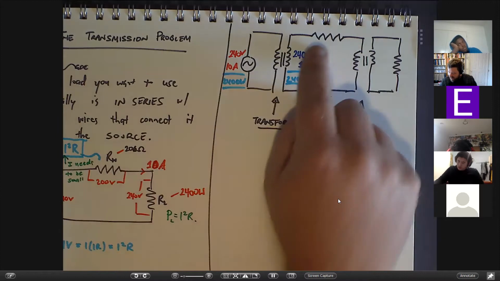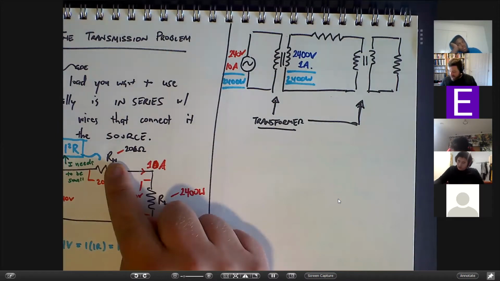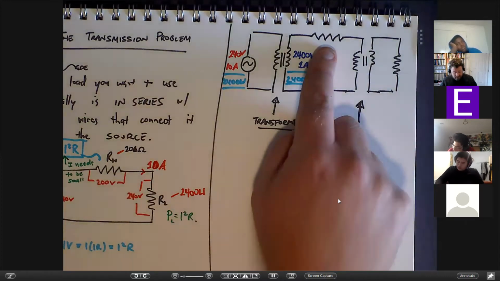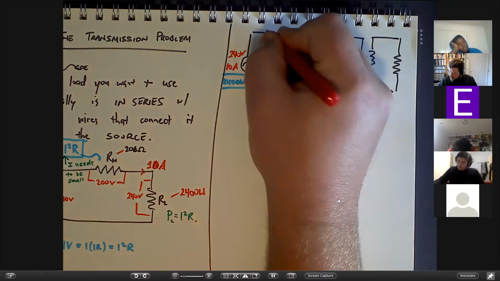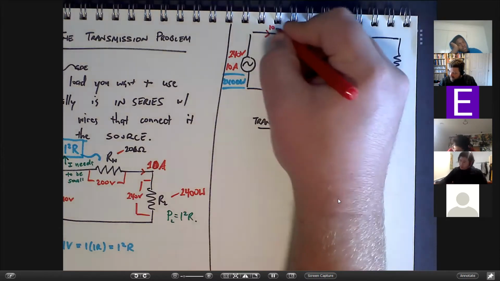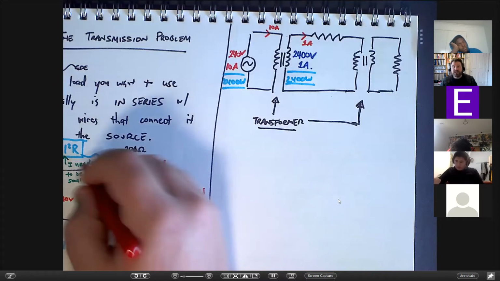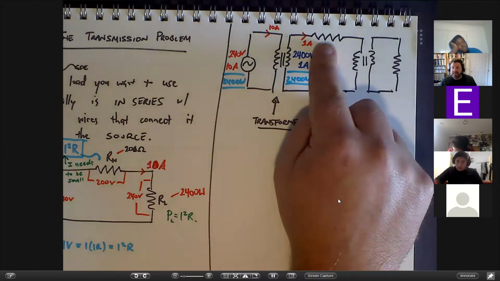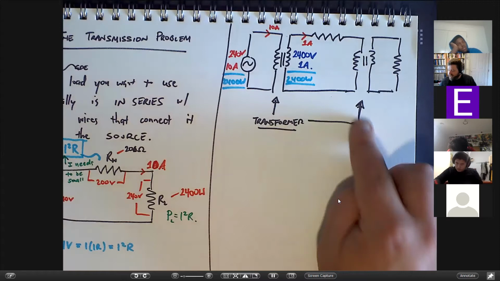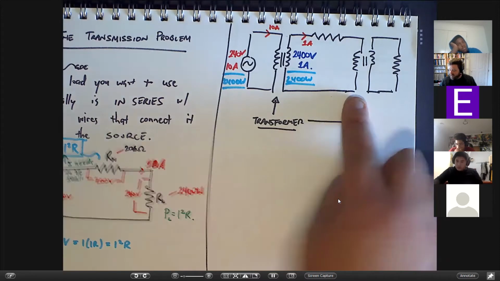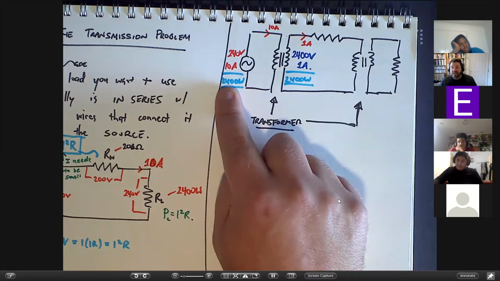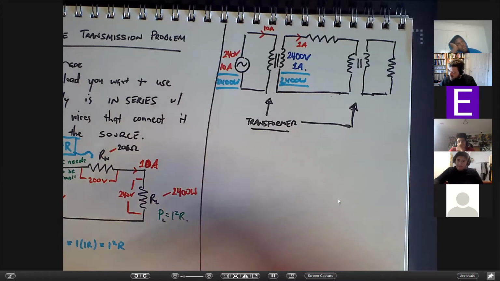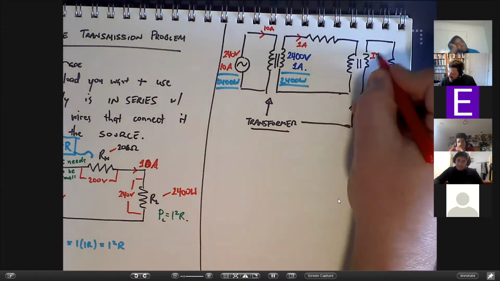Okay, now instead of having 10 amps going through our resistor, we're going to have only 1 amp going through our resistor over here. Okay, that seems good. So we have 10 amps here. We only have 1 amp here. That's going to reduce the amount of power being consumed in these wires. And then when we get back to this transformer, we're just going to change the mix back again. So we're going to pump up the current and pump down the voltage.